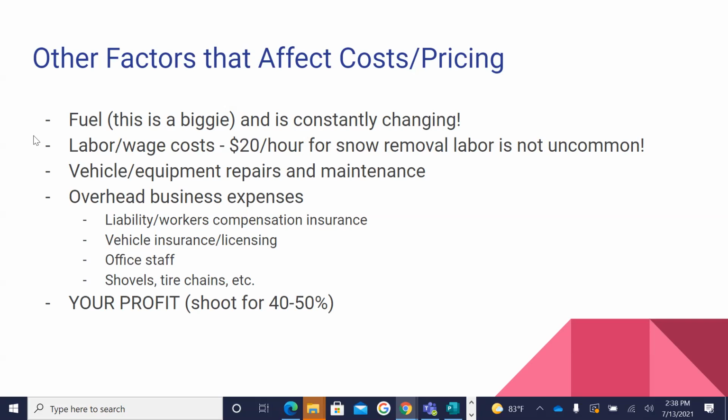Obviously, the vehicles and the equipment are the largest expense. However, that all gets factored into overhead costs, which we'll talk about when we go through some examples.